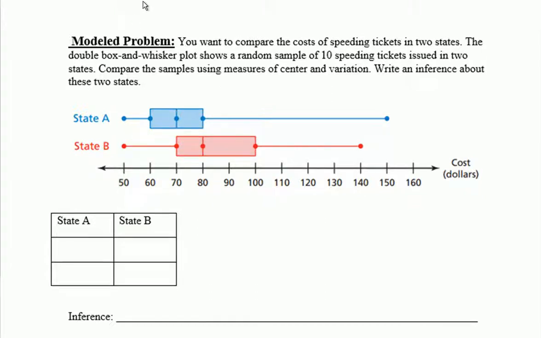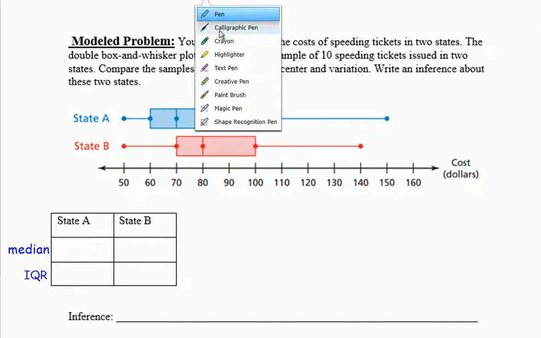So again, because we're doing box and whisker plots, I want you to label the first row of the chart over here for your organization of the data. That's your measure of center, median, and your measure of variation is your IQR, also known as your interquartile range. These are the two things you're going to find, both for state A and state B. So let me get myself a pen and we'll get started.